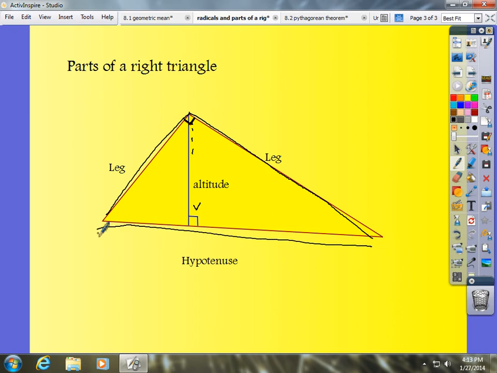And the altitude, remember, altitude is a straight line going from the vertex of an angle, the point of an angle, straight to the opposite side. The opposite side of a right angle is going to be the hypotenuse, and it makes a perpendicular, which means it makes a 90-degree angle. And that is this review.